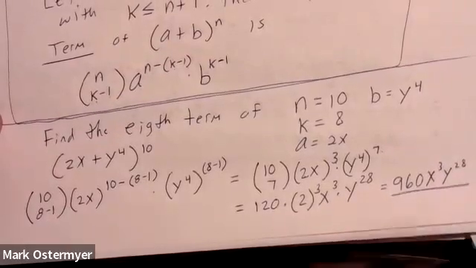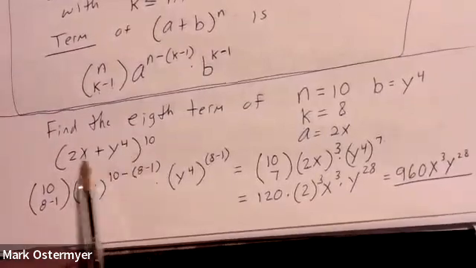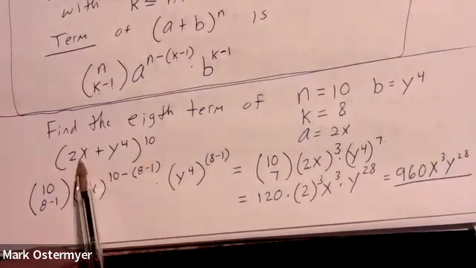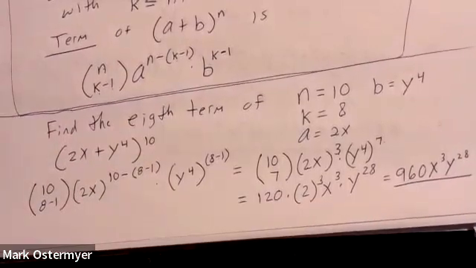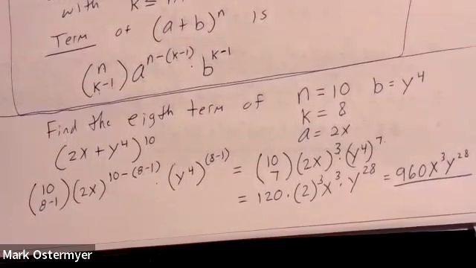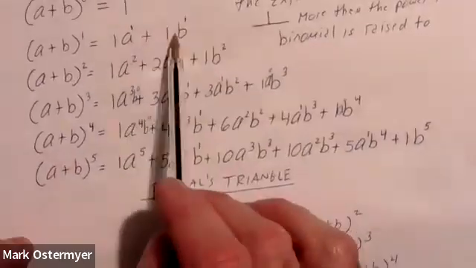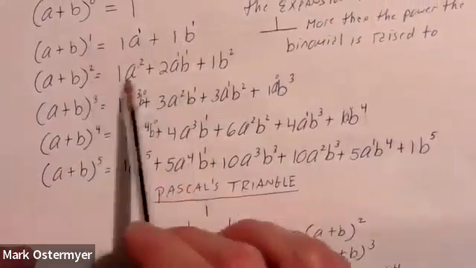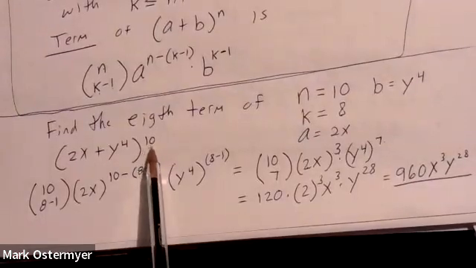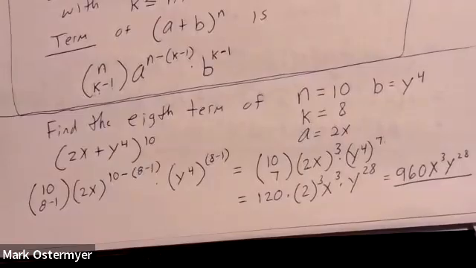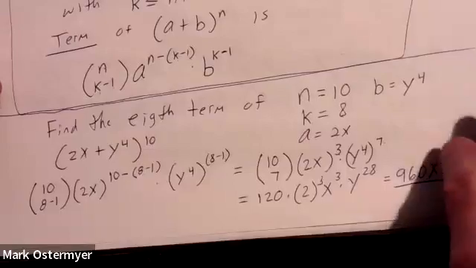All right. I have a question for you, ladies. How many terms is this expansion going to have? How many terms will this expansion have? Well, notice the number of terms is always one more than the power the binomial is raised to. So how many terms are we going to have for this expansion? 11. There would be 11 terms, correct? I found the 8th term.